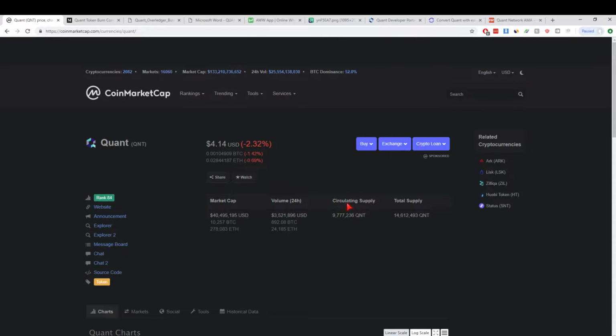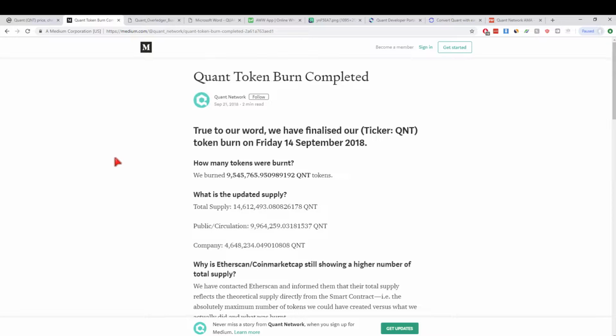If we have a look here, circulating supply and total supply is definitely quite low in the crypto space. And just to confirm, these numbers are correct. And if we jump over here to the token burn completed, because the team did actually burn some tokens. Due to the ICO not selling out completely, some of the tokens in the token generation event were minted and they weren't supposed to be. It inflated the team to public supply a little bit, and the team wanted to keep the company's supply at 33% or about there. So they actually burnt 10 million tokens, which is a lot considering the total supply now is only 14 million.